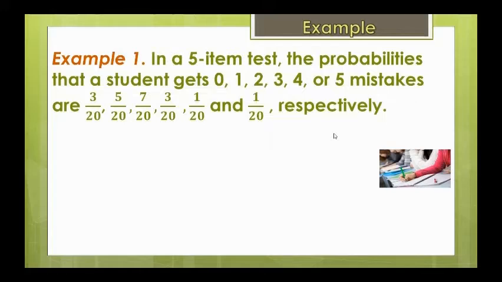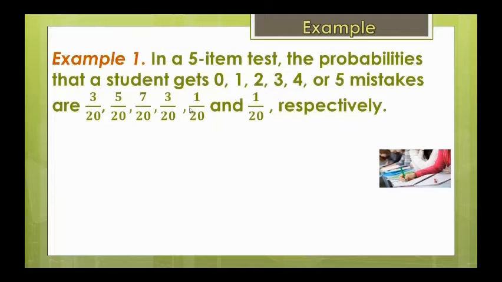In a 5-item test, the probabilities that a student gets 0, 1, 2, 3, 4, or 5 mistakes are 3 over 20, 5 over 20, 7 over 20, 3 over 20, 1 over 20, and 1 over 20 respectively. So, ito yung given values sa problem natin.